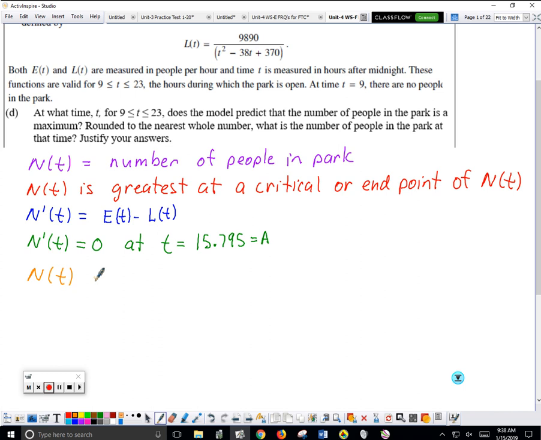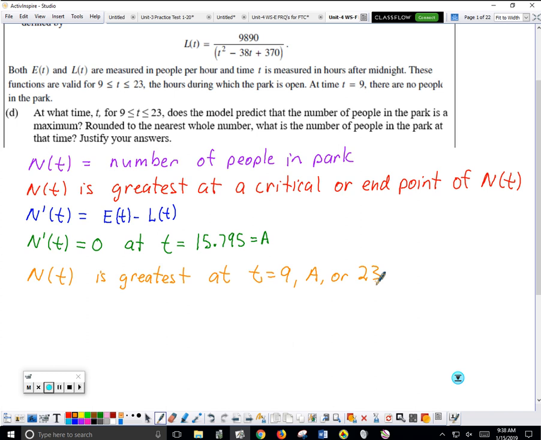We're looking for the greatest number. So n is greatest at t equal 9, a, or 23. Question. Please. How did we get that answer?